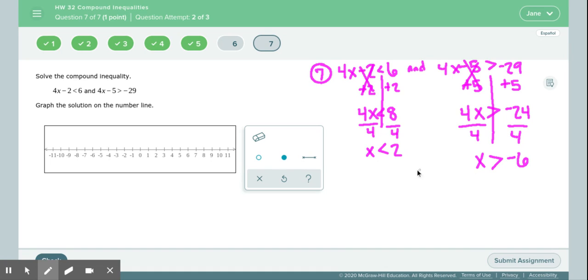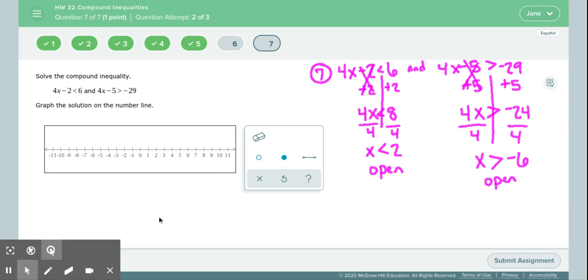So in this case, I have a less than, and in this case, I have a greater than symbol. Neither of those say or equal to, which means I'm going to use an open circle for both of these boundaries. So then I would come over here, and I would plot my 2 points at 2, with an open circle, and at negative 6, with an open circle.